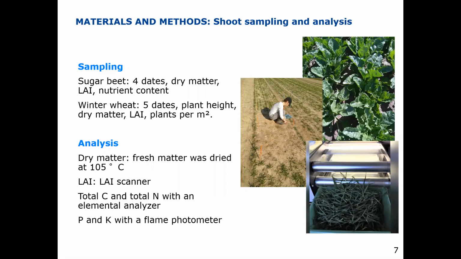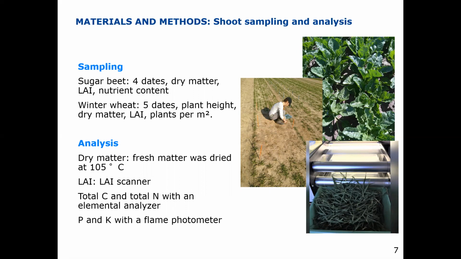Regarding the shoot sampling and analysis, sugar beet was sampled 4 times to measure the dry matter, leaf area index, and nutrient content. On the other hand, the winter wheat was sampled 5 times to measure the plant height, dry matter content, leaf area index, and plants per square meter. To analyze the dry matter, the shoot fresh matter was oven dried at 105 degrees and weighed with a balance to estimate the dry matter shoot weight. For the leaf area index, we use an area meter scanner.